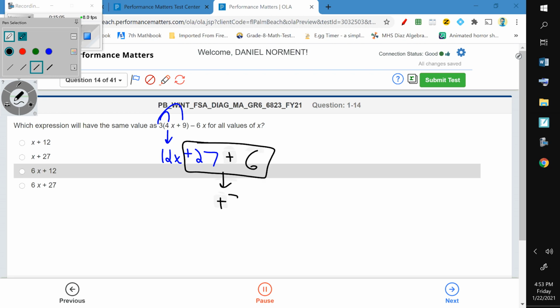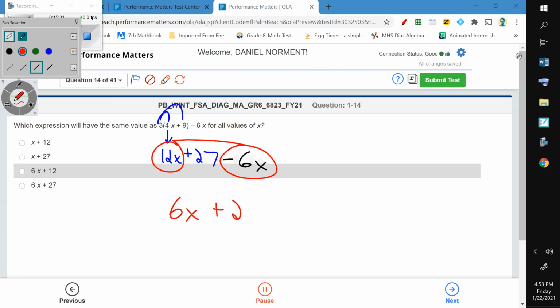You add it to get 33, and you keep the 12x as it is, which is, wait a second, where did I mess up? Oh, wow, I wrote that down completely wrong, didn't I? I apologize. Here's what I did wrong. It's not minus 6, it's minus 6x. So I can combine these. They both have a variable. 12x minus 6x is 6x. I'm going to keep the plus 27, and that's why D is the answer.